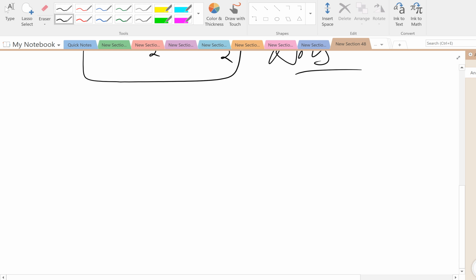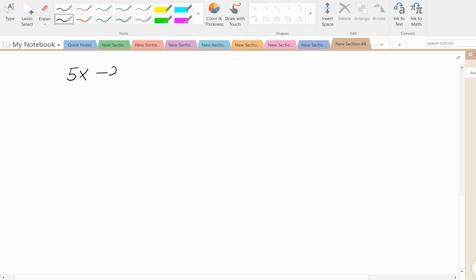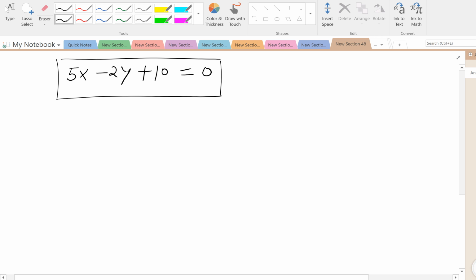For example, so let me write it down. The equation is 5x minus 2y plus 10 equals 0. Now this is the equation of a line. We can just look at that and tell that this is the equation of a line for sure, right?